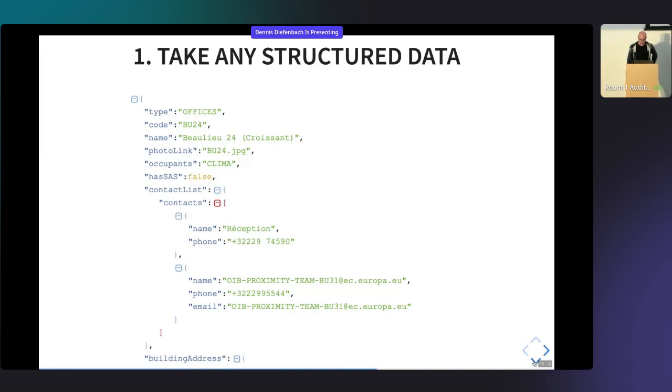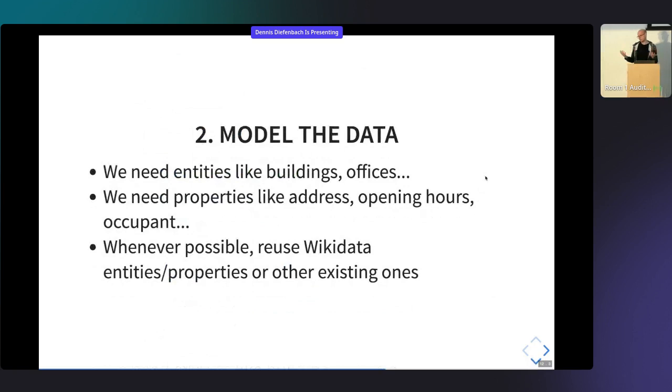So basically what we do is that first we want to establish a data model for it. So we need entities, in this case, like building, offices. We need properties like address, opening hours, occupant. And what we do is that we do not reinvent all these concepts from scratch, but whenever they exist, we take them from Wikidata and we import them locally into the graph.